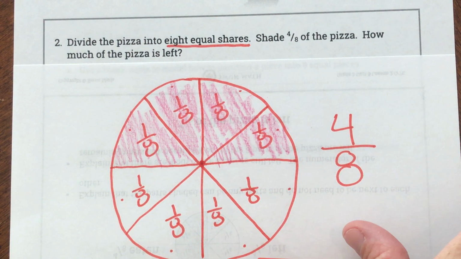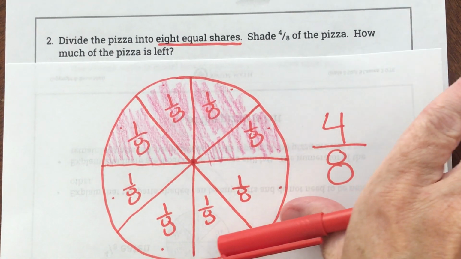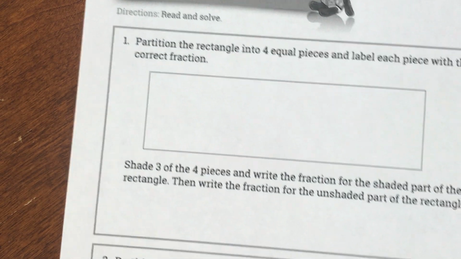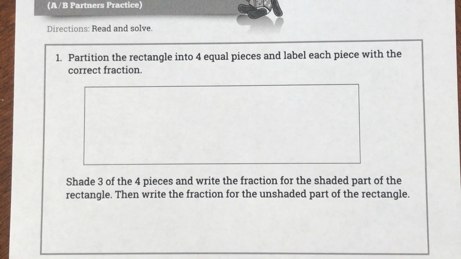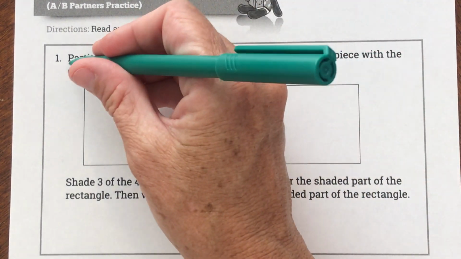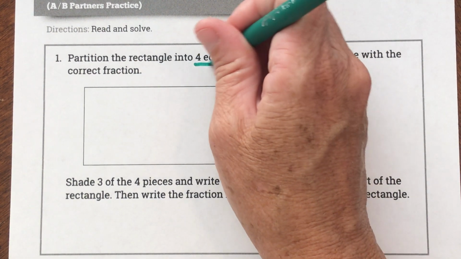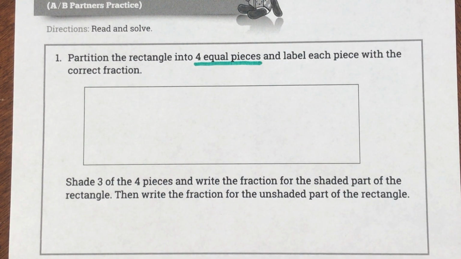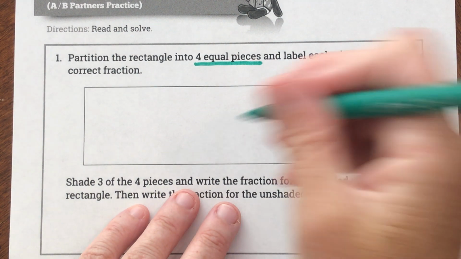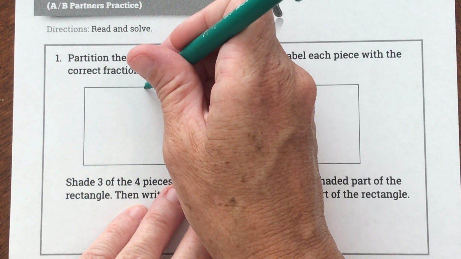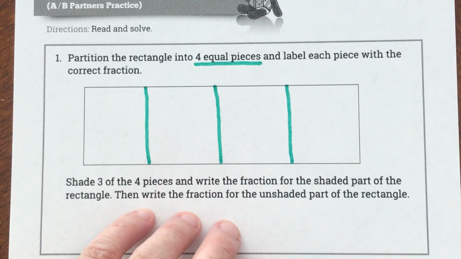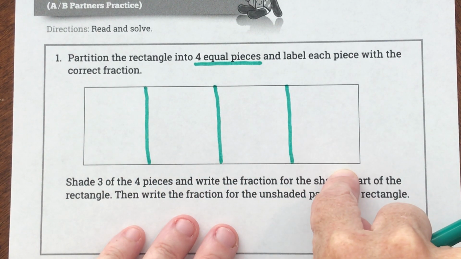Okay, let's try some of these together. We are on page 7, so if you can open your book to page 7. Here is our first problem, and it says, partition the rectangle into 4 equal pieces and label each piece with the correct fraction. Partition means we're going to cut into equal parts, 4 equal pieces. We're doing this together, so please don't go ahead. I think the easiest way for this rectangle is to cut it in half and then cut each of these in half. So I have 1, 2, 3, 4 equal pieces.